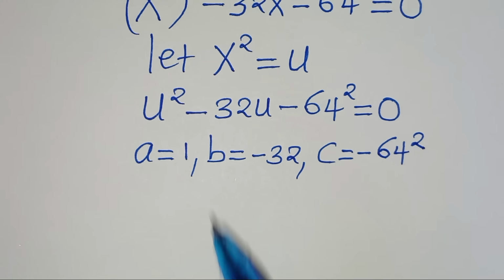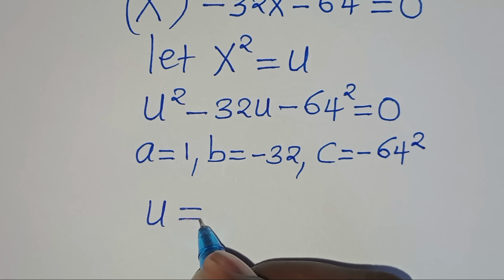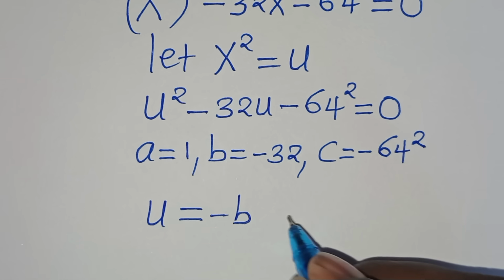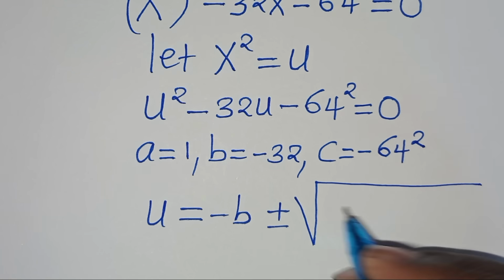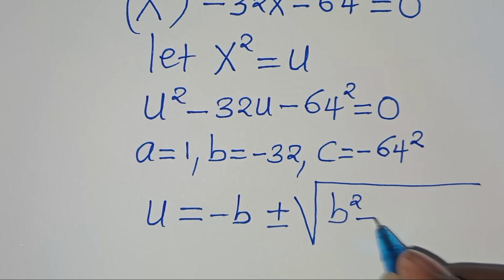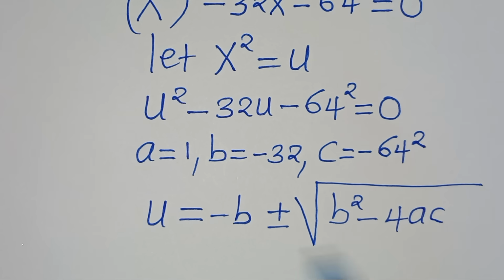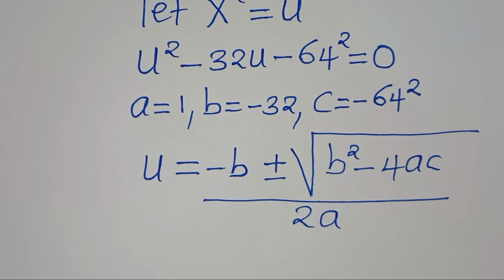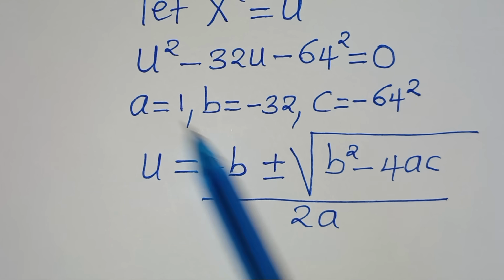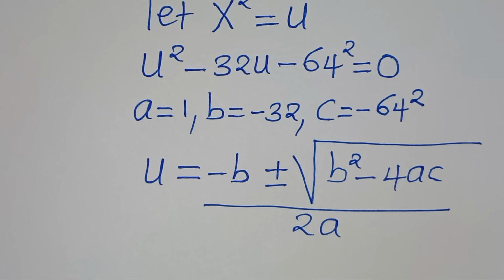Now, we can solve for u by applying the quadratic formula here, which is negative b plus or minus the square root of b squared minus 4ac, divided by 2 times a. Now, let's substitute the values of a, b, and c in this formula here.